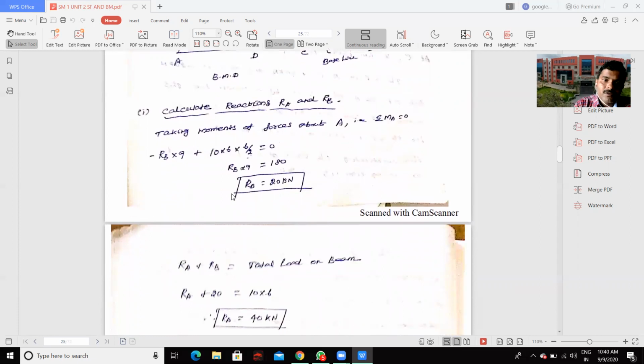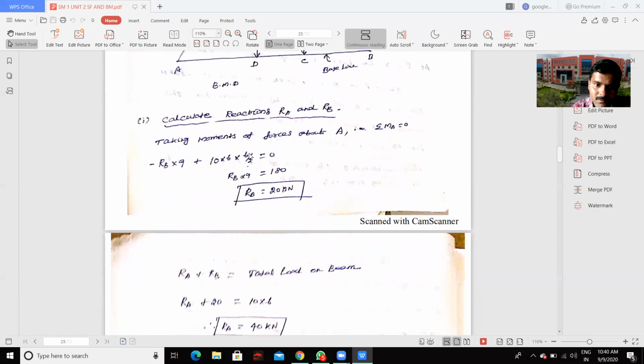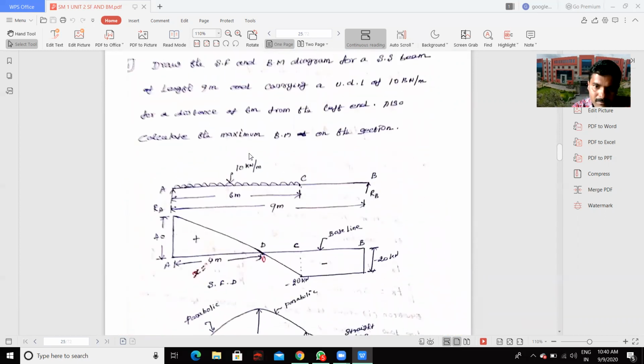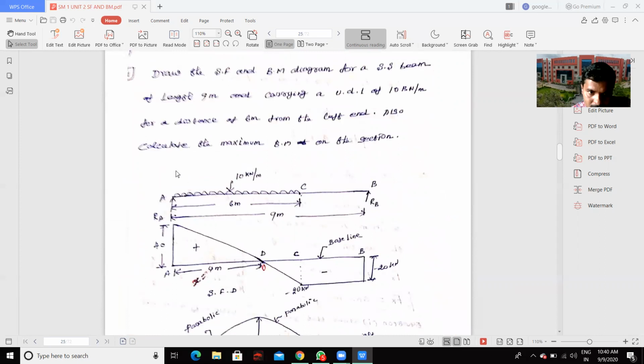So for that, you need to take the sum of the moment at A equal to 0. So you just calculate the bending moment. Bending moment is nothing but load into distance. I am taking it at the point A. Therefore, by referring to this point A, this RB into 9. This RB is acting anti-clockwise, therefore minus RB into 9.